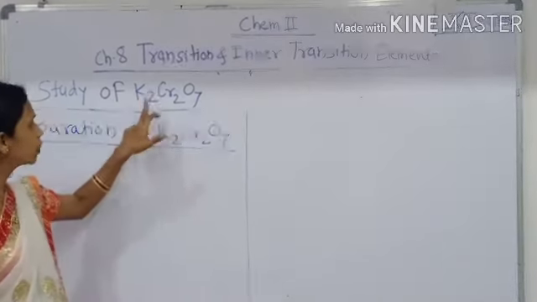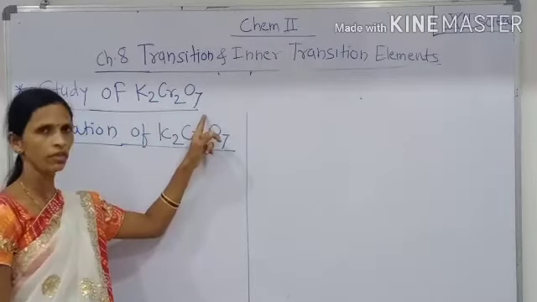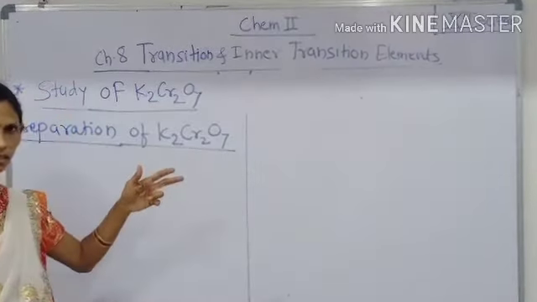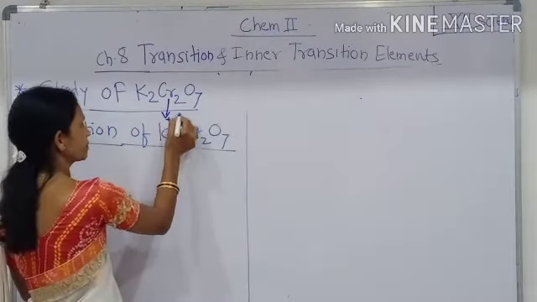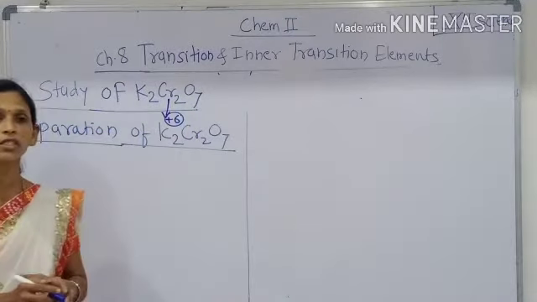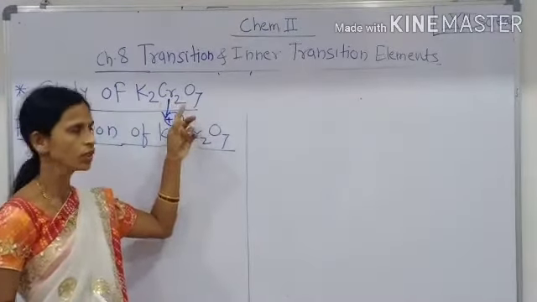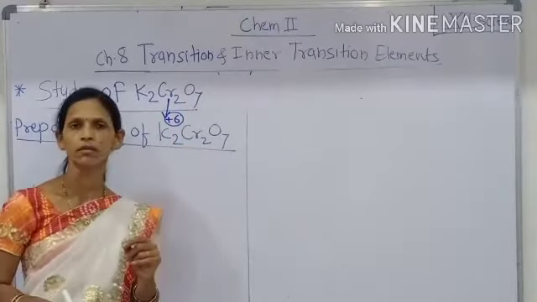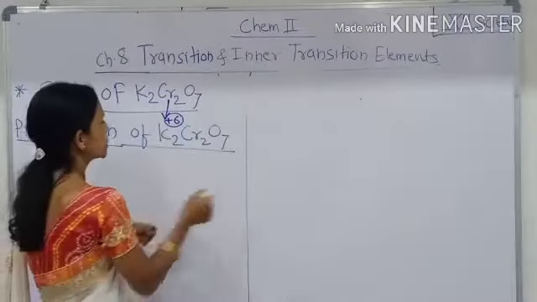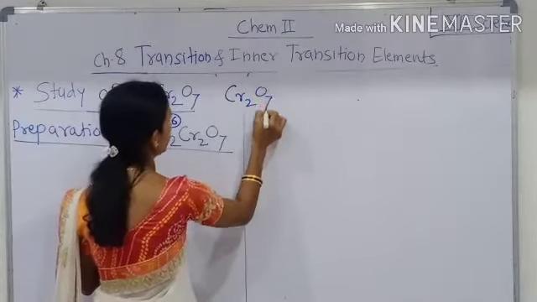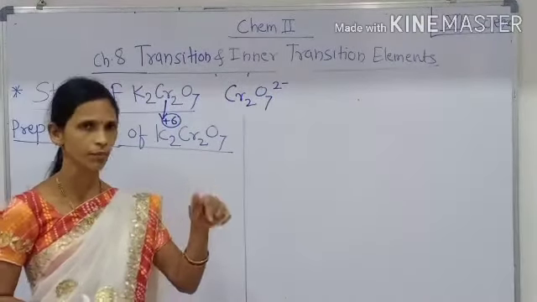See here, the molecular formula of potassium dichromate is K2Cr2O7, in which chromium possesses the +6 oxidation state. In a higher oxidation state, a transition element forms coordinated or complex compounds. That is, potassium dichromate is a complex compound of chromium in its +6 oxidation state, in which the Cr2O7 2- ion, that is the dichromate ion, is present.